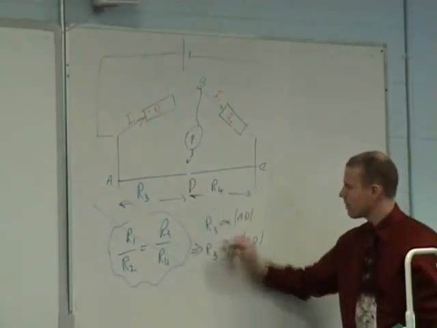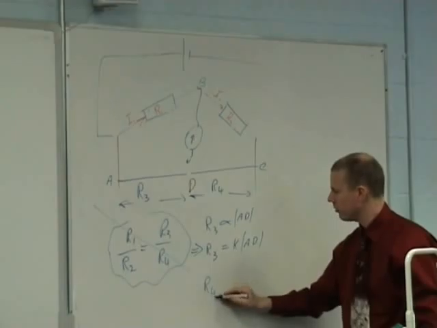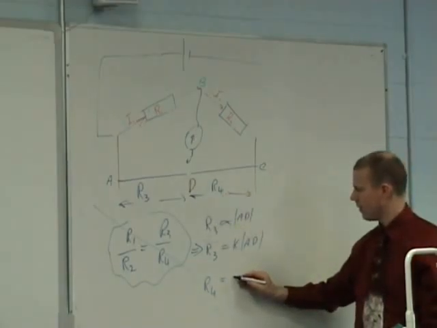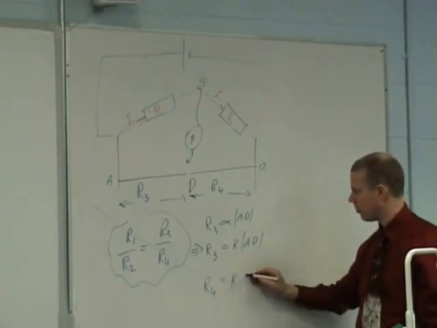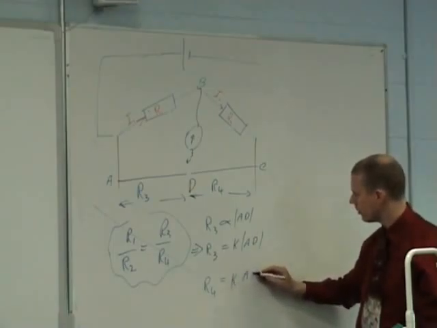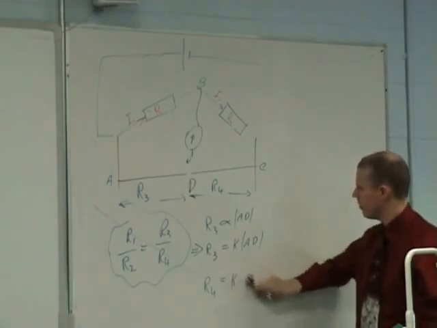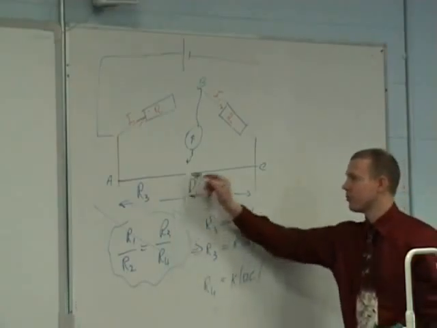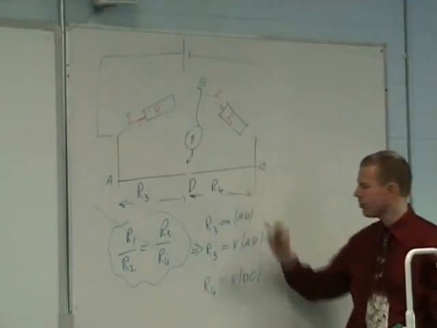Now we'll come down to here. R4. What's the relationship between R4 and the length DC? Same. Proportional. It's also proportional. Will it be the same proportional constant? Because it's directly proportional, and because it's the same wire. We're just moving along the wire. So it's the same proportional constant.